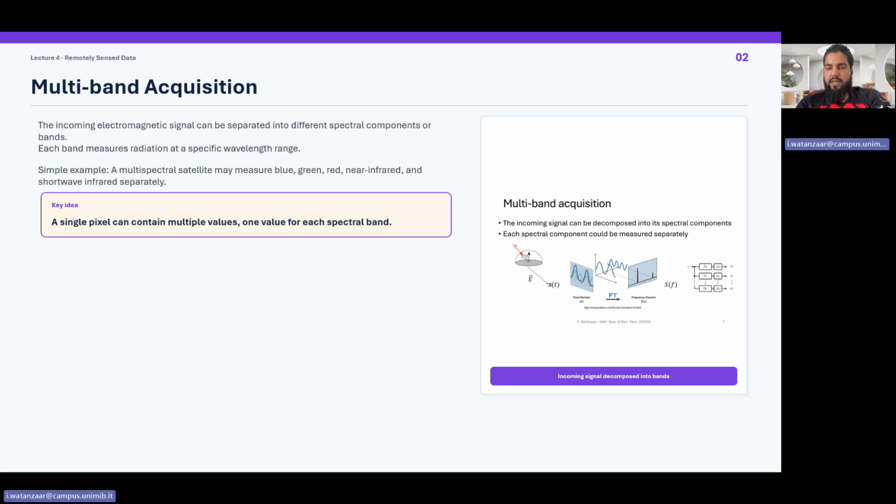This is how multi-band acquisition works. They capture the blue, green, red, near infrared, and shortwave infrared separately. That's why we said that in multi-band acquisition, for example multispectral satellites, capture 4 to 5 bands, starting from the visible part to near infrared and shortwave infrared, capturing each one separately, due to the specific wavelength range. The key idea here is that a single pixel can contain multiple values, one value for each spectral band. This is normal, and we will see multiple band acquisition in more detail.